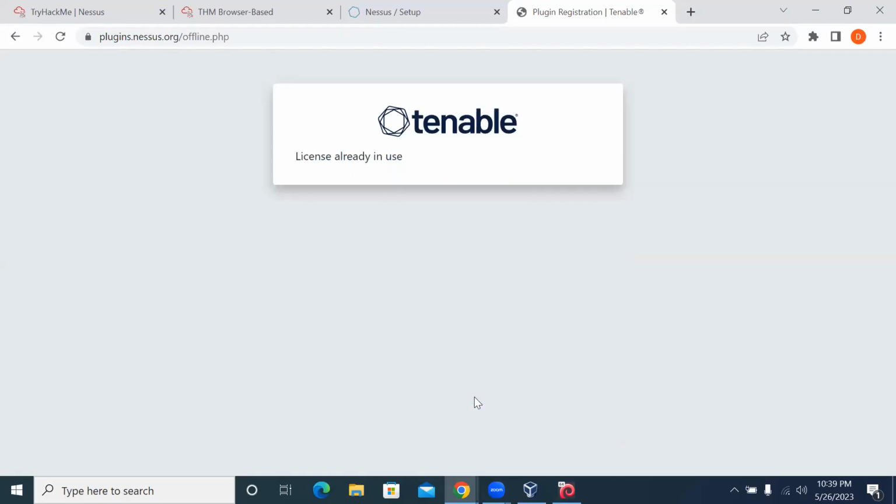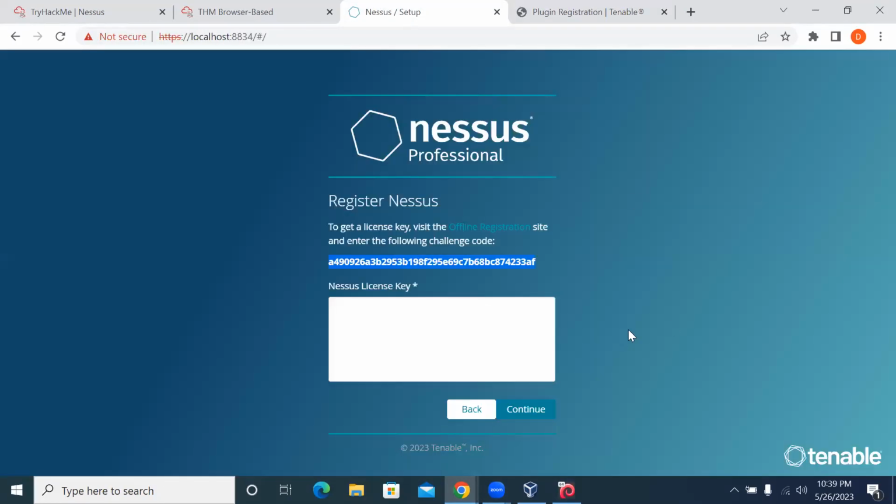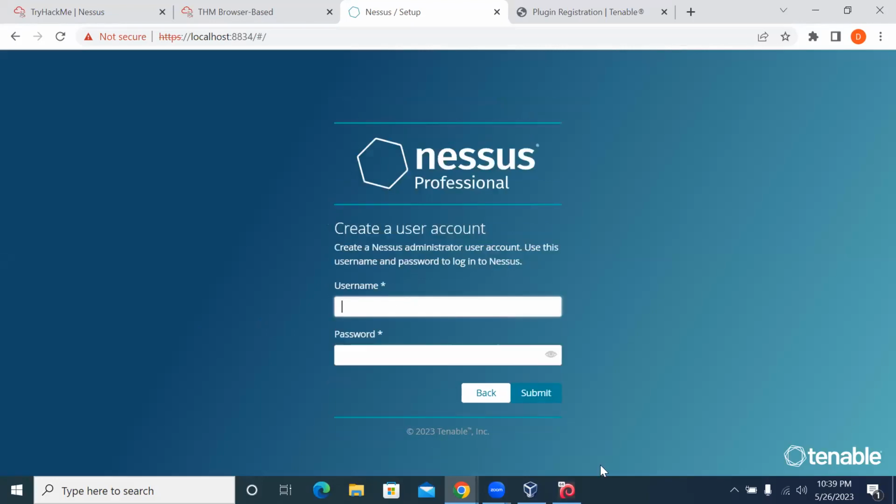Go ahead and do a new one actually. A license already in use. So I've already used this license on another PC. It's actually old, so please go ahead and get a new license. When you get that, just copy it and paste it here. When you paste it, then you move on with it, right? So it comes to username and password, but I think they won't allow me to use this.